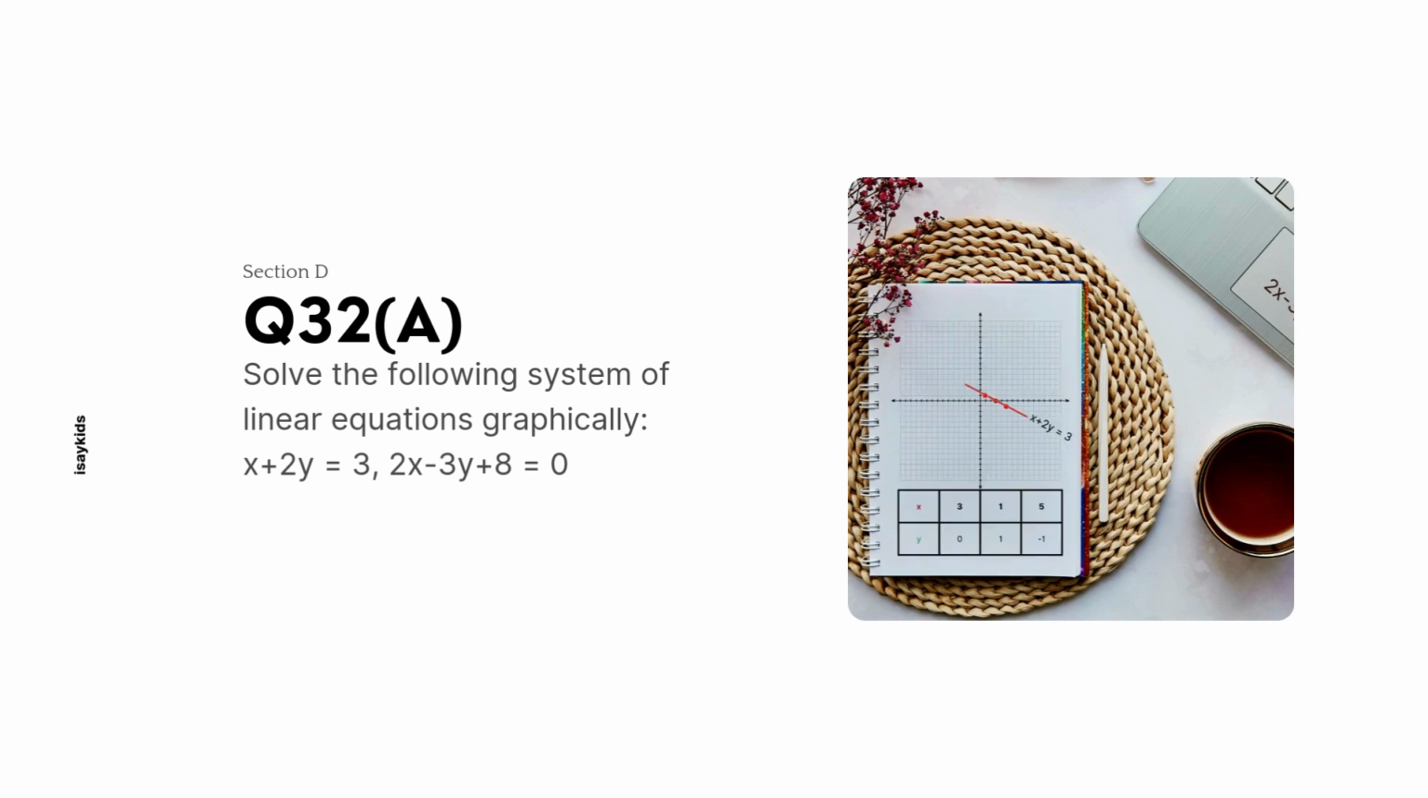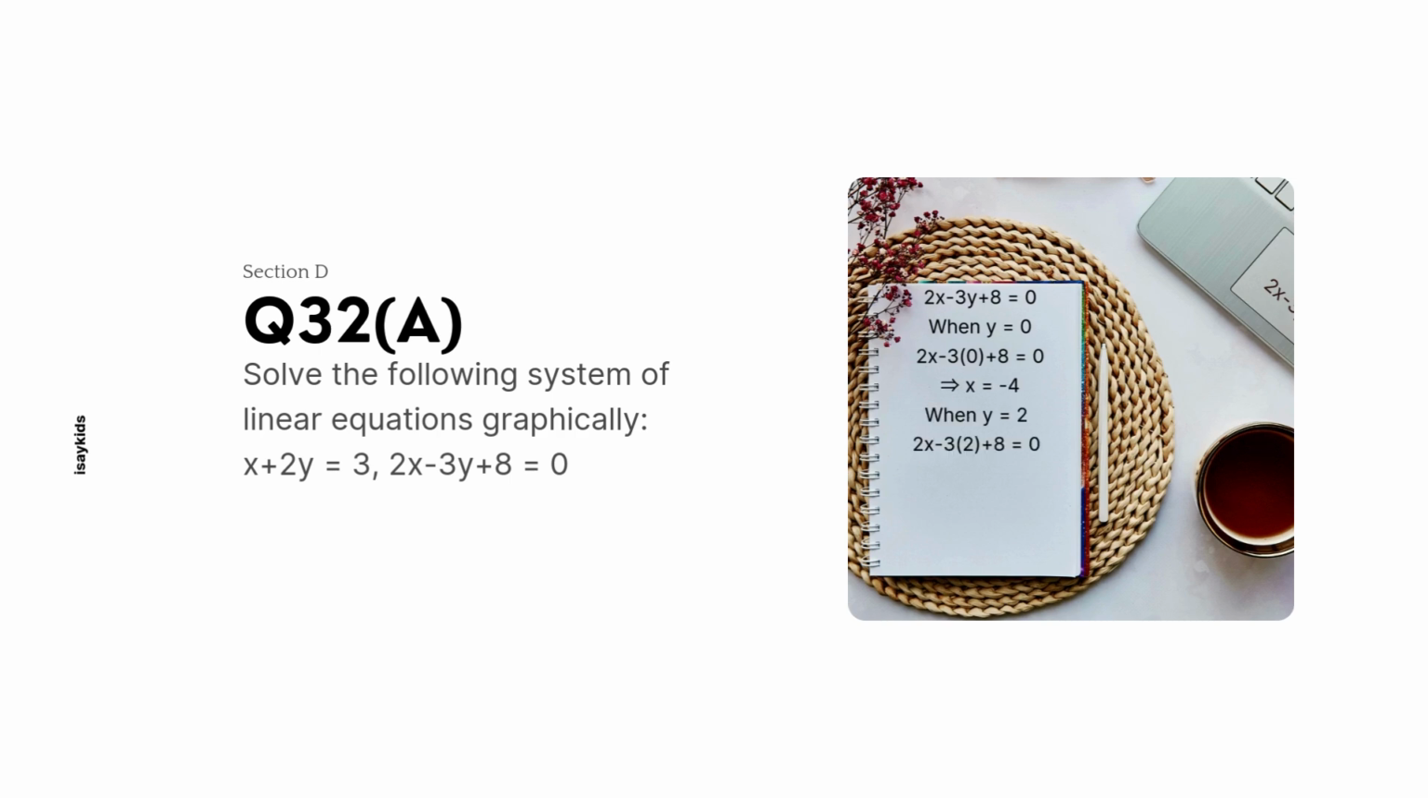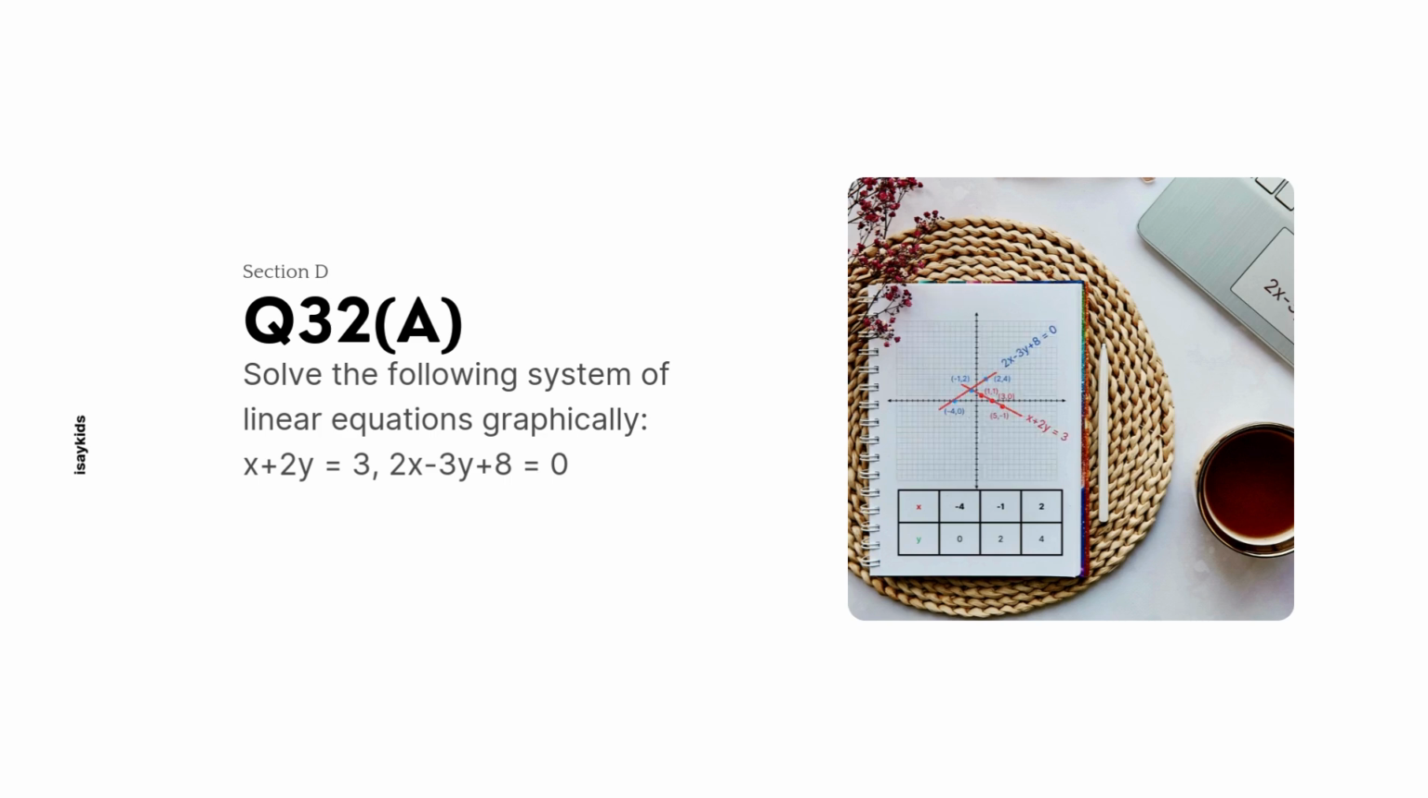Plotting this on the graph, we get this line. Now for the other equation, when y is 0, x would be minus 4. When y is 2, x would be minus 1. And when y is 4, x would be 2. Plotting these also, we get this.